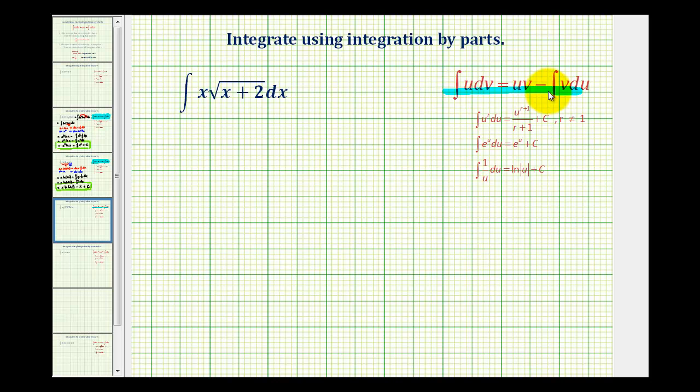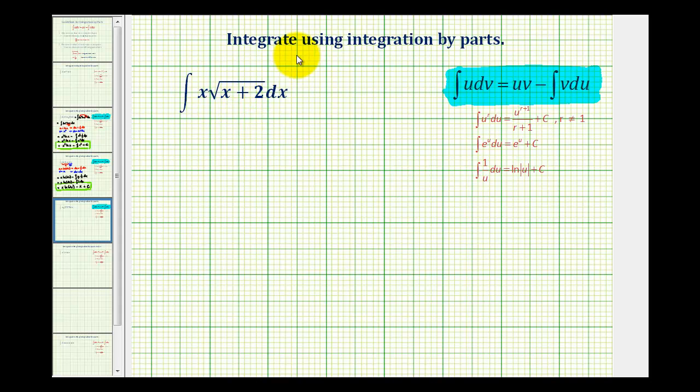So here's the integration by parts formula, and the idea here is to let u equal part of the integral, and then let dv equal the other part. And then we'll differentiate u to determine differential u, and we'll integrate dv to determine v. This one's a little tricky because we want to select u so that differential u is simpler than u, and we also want to select dv so that it's easy to integrate. We have x as well as the square root of x plus 2, but x and the square root of x plus 2 can both be differentiated or integrated.